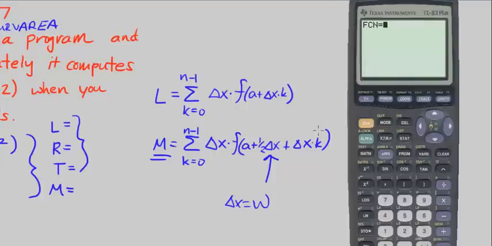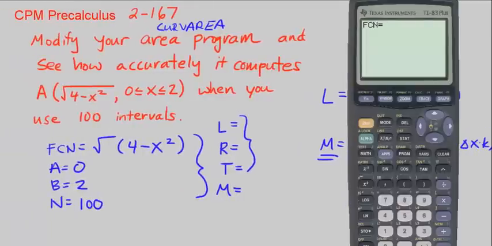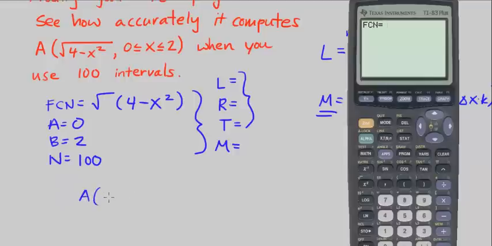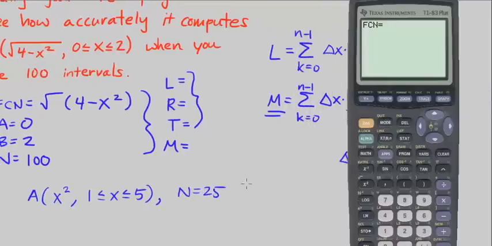It clears the screen. The function, I'm not going to do the function here that we're given in problem 167, but I'm going to do another example. Let's go ahead and find the area between our curve x squared and 1 between the boundaries 1 to 5 using n equals 25. And then this is going to give us L, R, T, and M. But this is not, again, the homework question. This is just practicing our function. So x squared is the function. A is 1. B is 5. And N is 25. This is just a practice example.